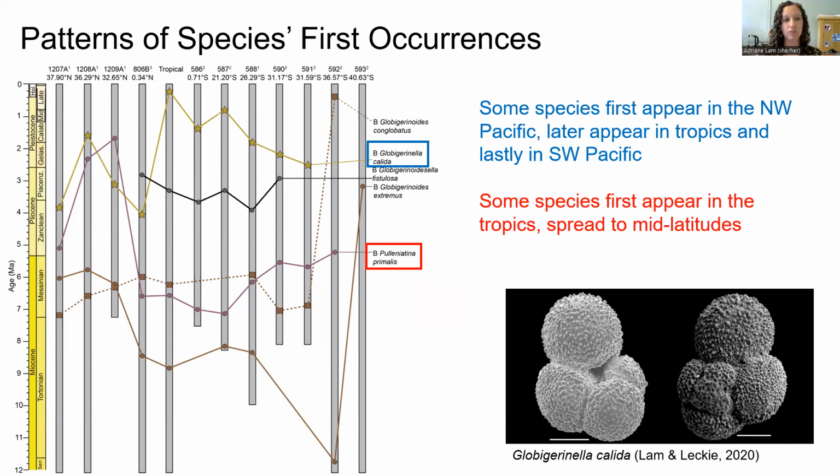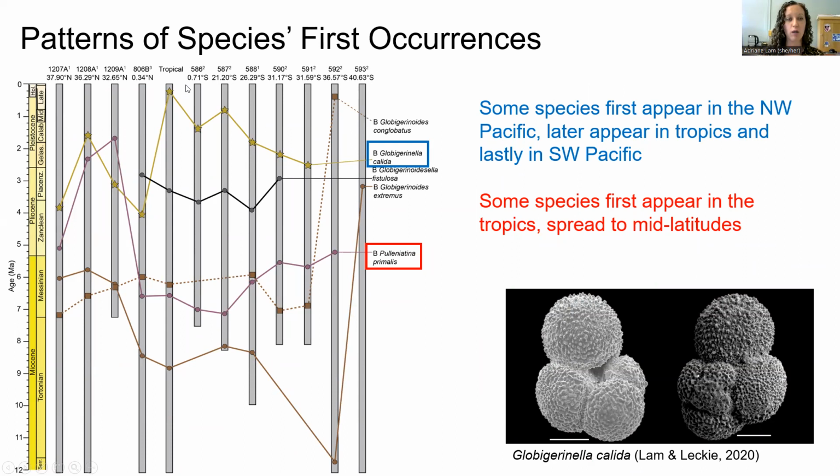So these first few slides, I'm going to show you patterns of species first occurrences. What you're looking at now on the left side of your screen is age in millions of years. And then you're also looking at global epoch and stage names here as well. And then our sites that we used in the study. So they go from highest latitude in the Northern Hemisphere to high latitude in the Southern Hemisphere. So 1207, 1208, and 1209, these are Northwest Pacific sites. 806B and 586 are our Western Equatorial Pacific sites. 587 through 593 are our Southern Hemisphere Leg 90 sites.